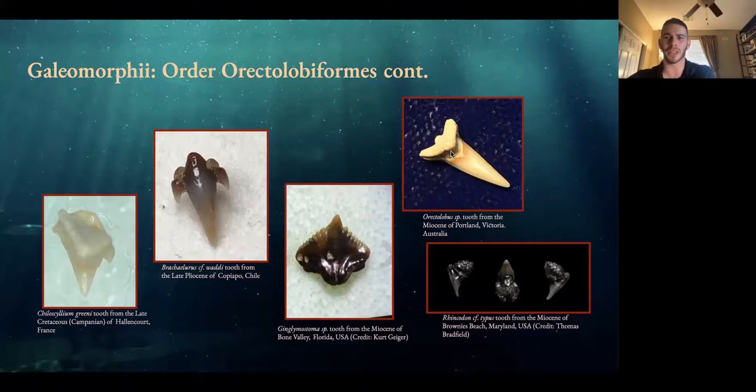And convergently, they look quite similar to some Squatina teeth. This one, not as much because this is an anterior, but the lateral teeth and the posterior teeth look very much like Squatina. So it can be hard to differentiate them from this locality. And lastly, we have Rhincodon typus, so a whale shark tooth. You can find these in Maryland. This is from the Miocene of Brownies Beach. Although you will most likely have to do some sort of micro screening to find these because as they're massive sharks, they have teeth that regressed in size because they don't need them as much like some of these other predatory sharks do.